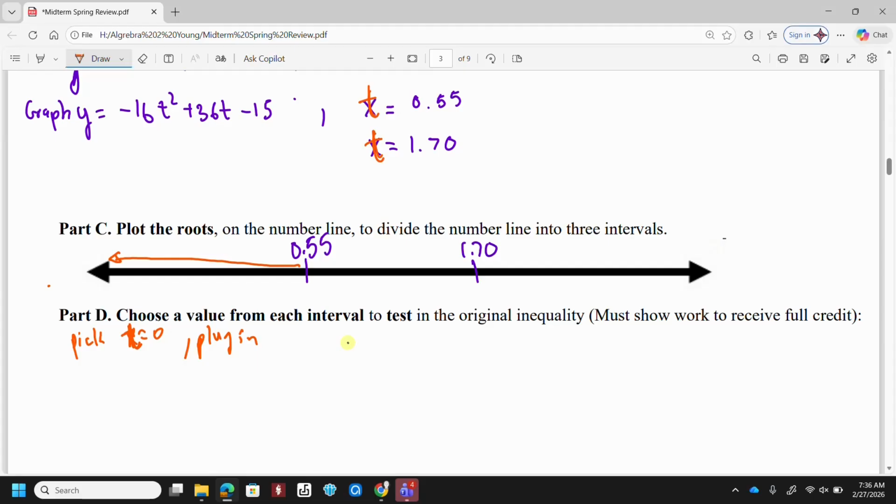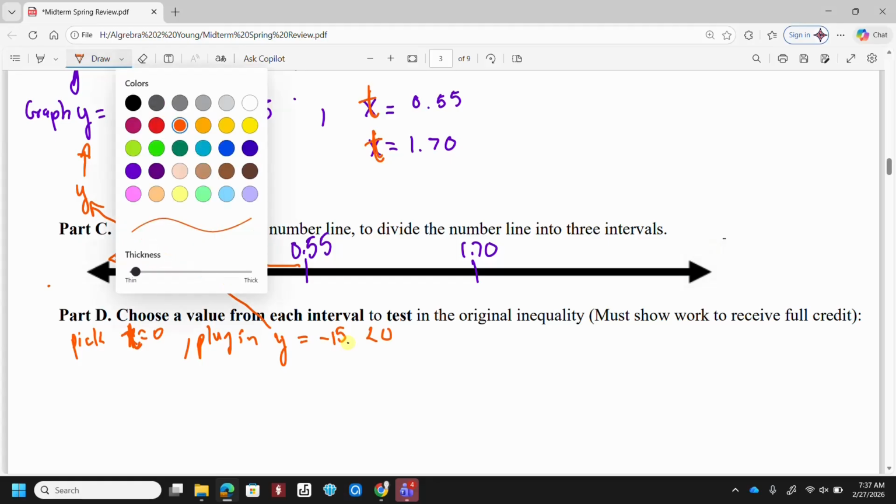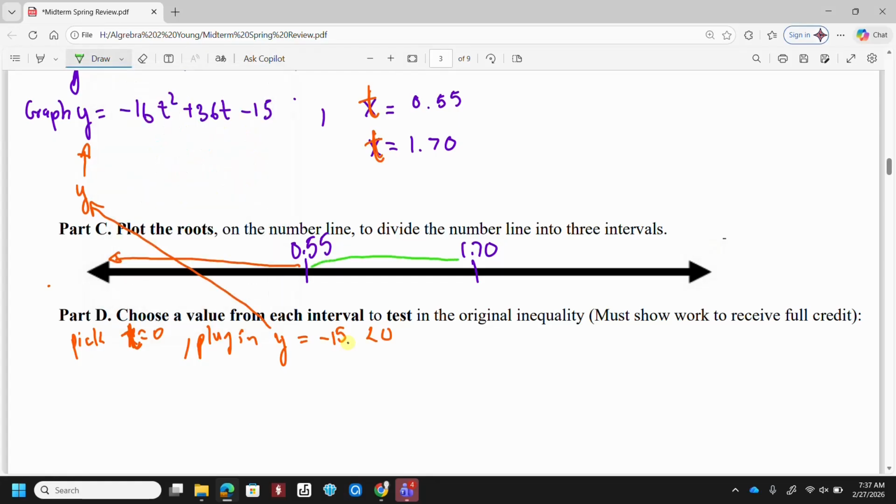You're going to plug into the equation y. This is the equation y right there. So you plug in t equal to 0, y equals negative 15, which is less than 0. Now, for the next one, I'm going to use different colors to show you what we're doing. Let's use green. I'm going to pick a number in here. With a number between 0.55 and 1.70, you want to pick the easiest number that you can, so t equal to 1. Then you plug into y.